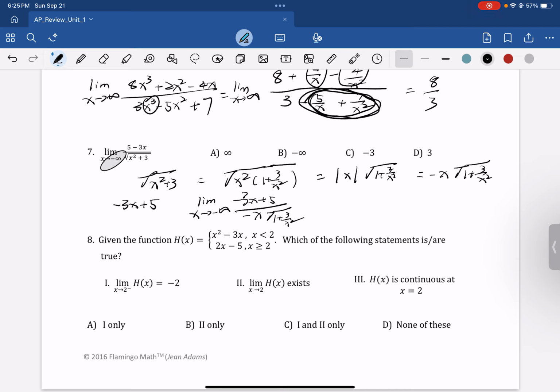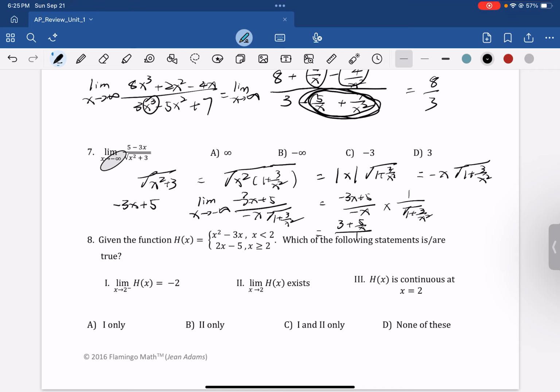So what we have to do next is separate the denominator out, and what we can get is negative 3x plus 5 over negative x, times 1 over the square root of 1 plus 3 over x squared. So for this one, it's easier to analyze. For this function, we divide by negative x. So what we got is 3 plus 5 over x, over 1.